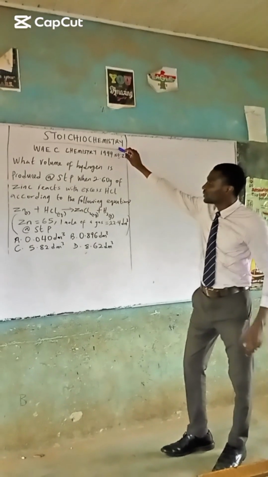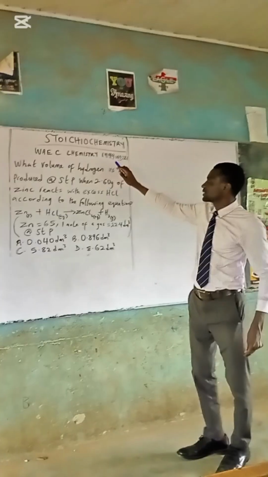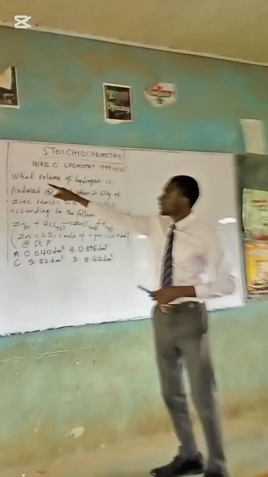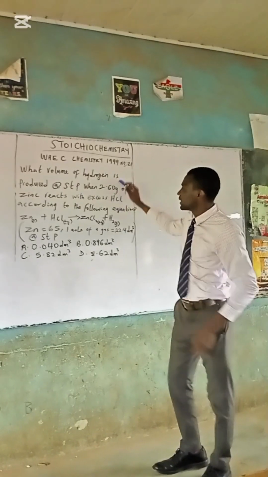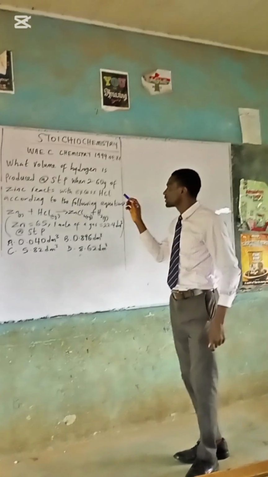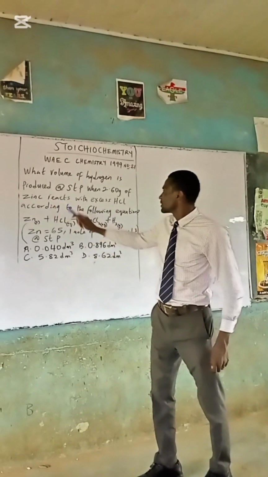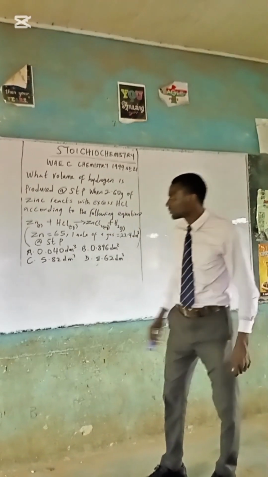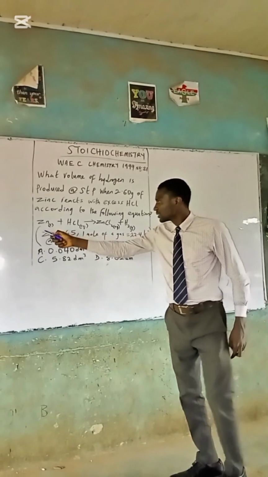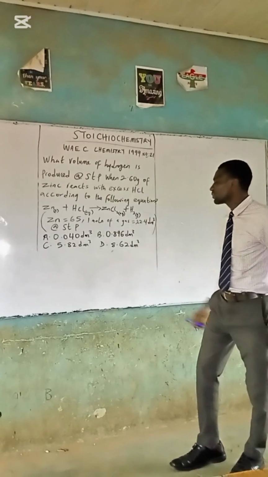Today we look at chemistry, WAEC question 1999, number 21. So let's look at the question. The question says, what volume of hydrogen is produced at STP when 2.6 grams of zinc reacts with excess HCl according to the following equation? Now we have zinc plus HCl gives us zinc chloride plus hydrogen gas.